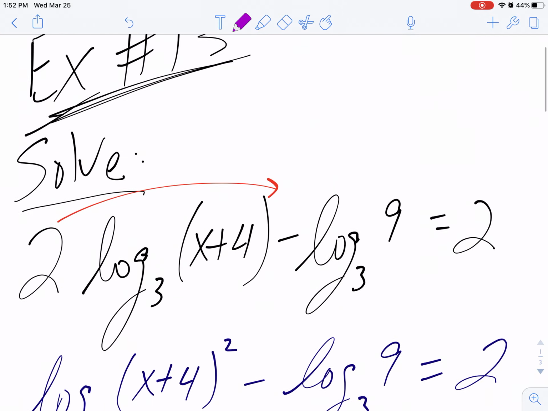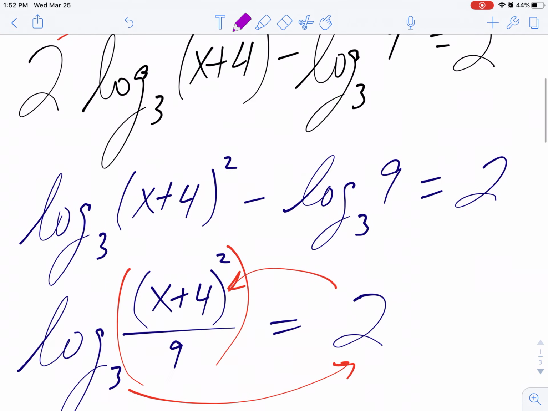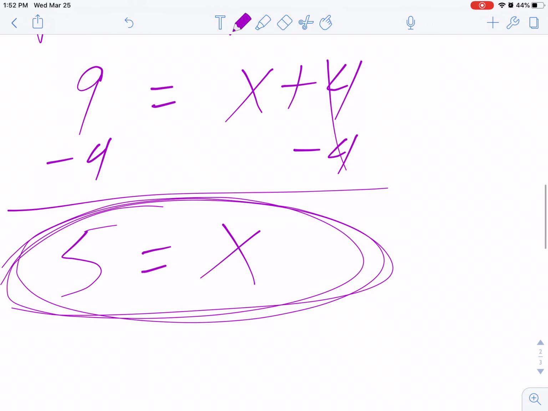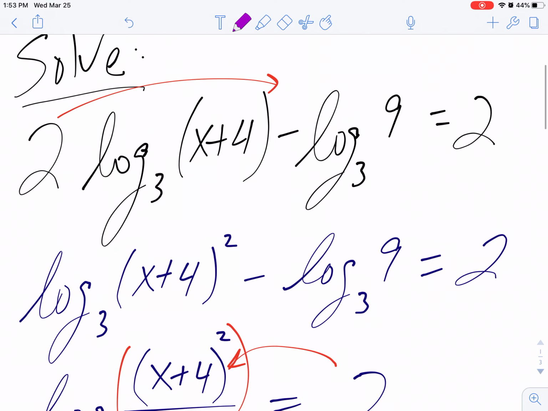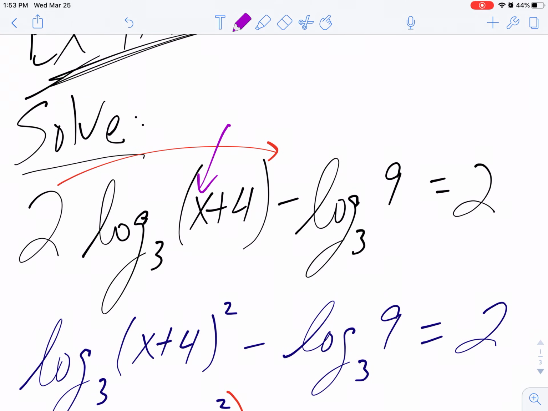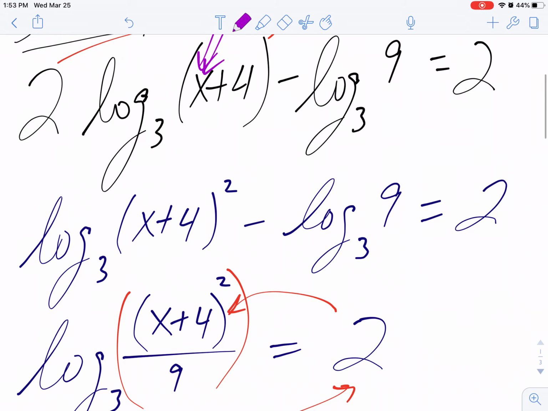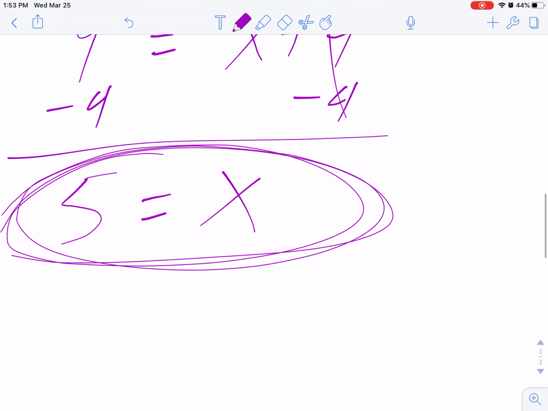And again, you could check that in the original if you wish to, but it all looks okay to me. But just try to remember, when you're solving log equations, the negative solutions generally don't check out. We can't put a negative 5 right there. It's not part of the domain of this logarithmic function.